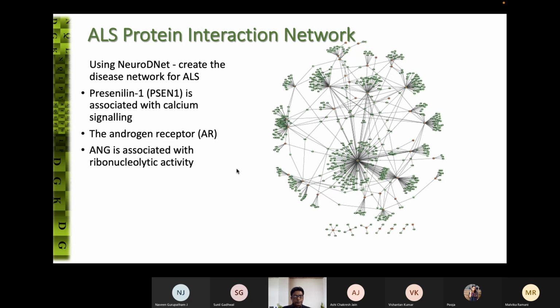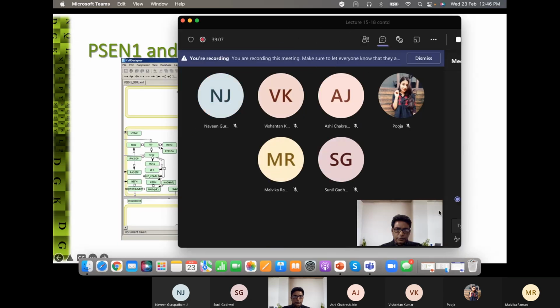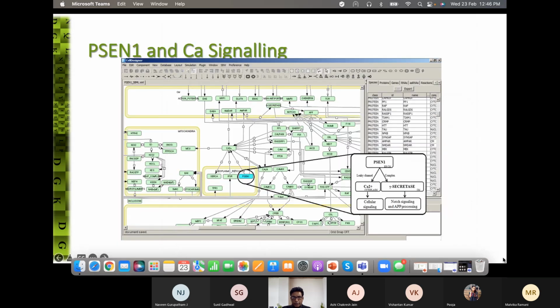I'm going to skip this part, go down to this. So if you look at the way this works out, oops, sorry. I want to move this out a bit. So this actually has a two-pronged effect. One is the calcium signaling and giving you cellular signaling. The other one is it affects gamma secretase, and that affects the NOS signaling, and then the APP processing.